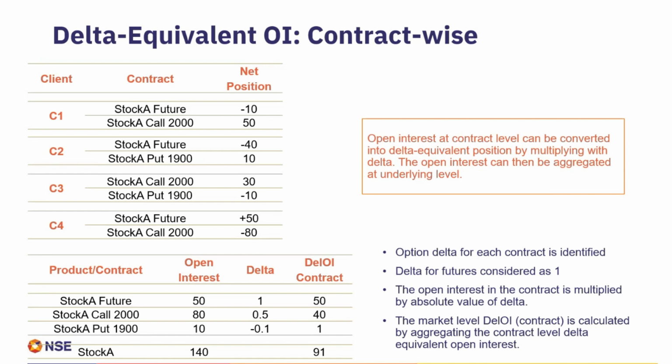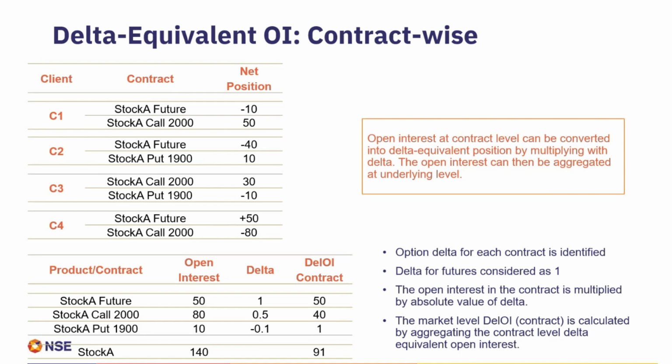Okay. So as you were mentioning, this will be absolute aggregation at the underlying level, right? As you have explained in the example, for open interest in the normal way, 140 is coming, wherein delta OI at contract level, it will be 91. Correct. Okay, great. That was an apt explanation, members. We hope that you have understood the contract wise calculation.